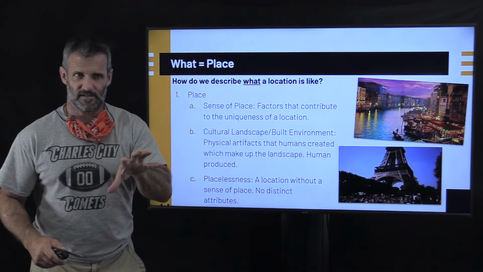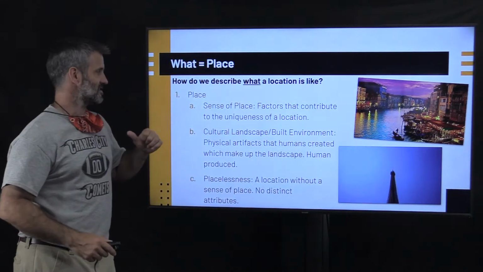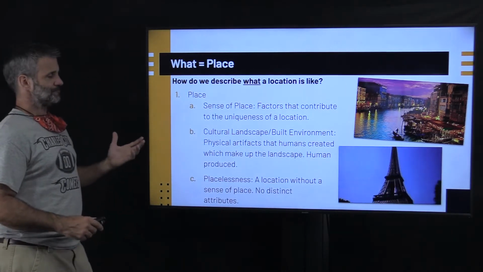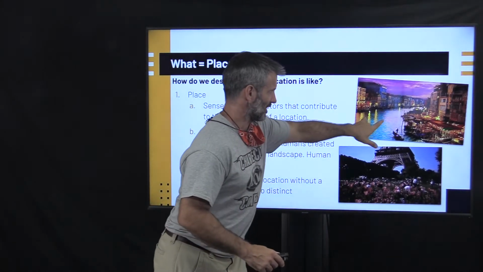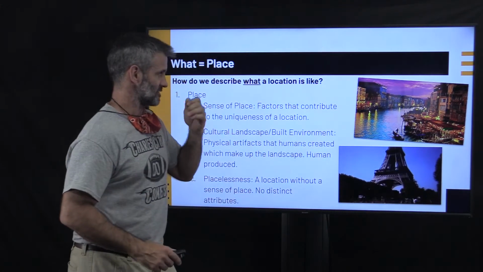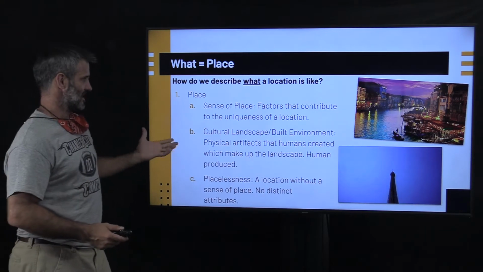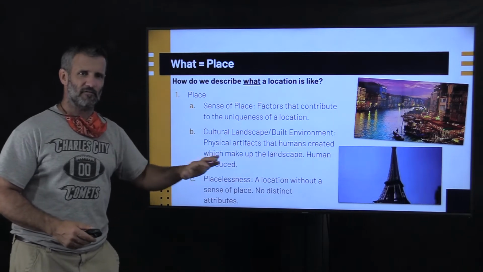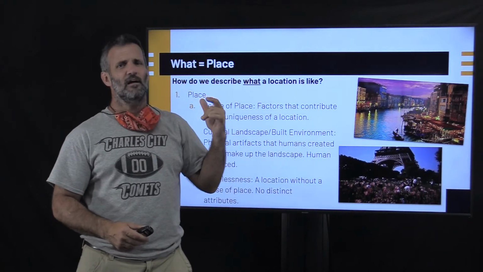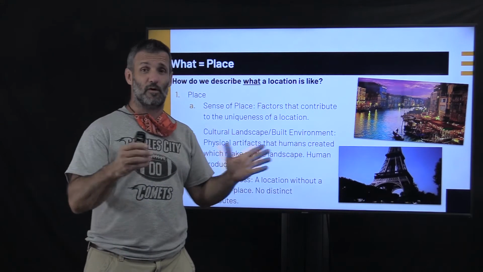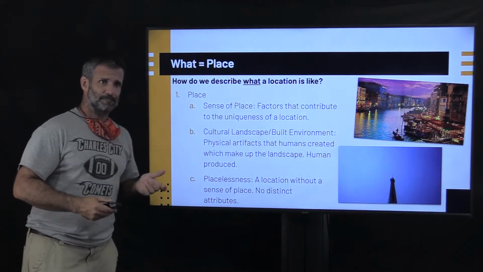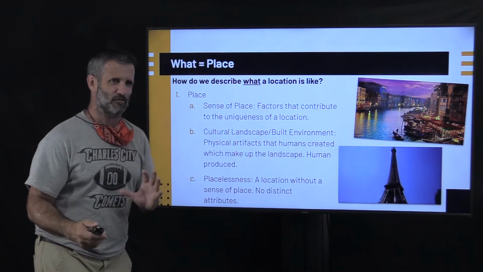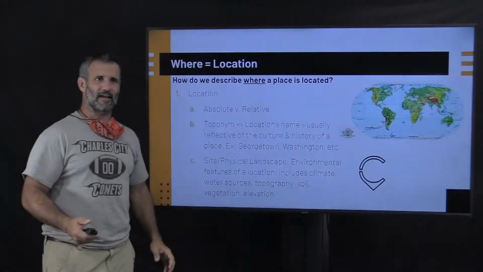What is the place? You describe the place. You have sense of place, the cultural landscape, the placelessness. Sense of place is, like, this is a picture of Venice. They have a lot of water, they got canal systems, the ocean comes up. Cultural landscape in the built environment is how humans have impacted it. That's a picture of the Eiffel Tower. Think about our road systems, our waterways. We've greatly changed those by building in them. The placelessness, a location with no sense of place, rarely actually happens.